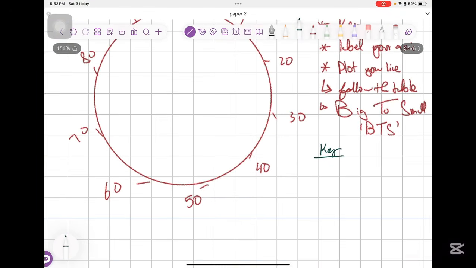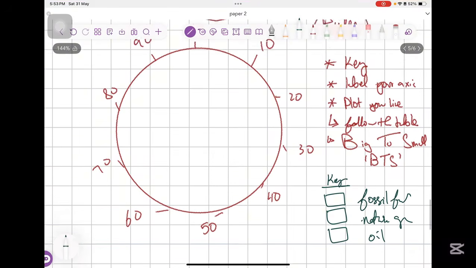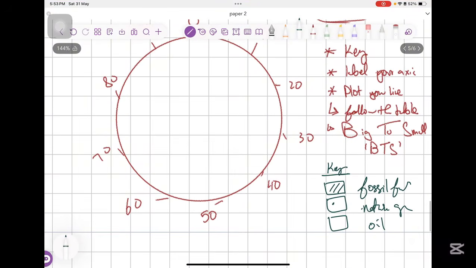You're going to make your key. You have your fossil fuels, natural gas, and oil. Nice? Now, this is how I'm going to plot them. You can do stars, you can do hearts, do whatever you want to do, as long as you follow the key, everything's going to be okay. Anyway, I like to leave mine blank at the last.